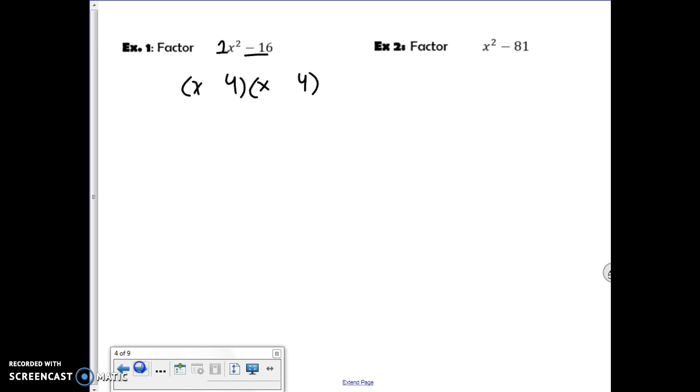The only thing to check for your signs is that if you remember the difference of squares, the rule is you always have one positive, one negative. That's just the rule. That's how it works. That is fully factored. We cannot do any more with that.